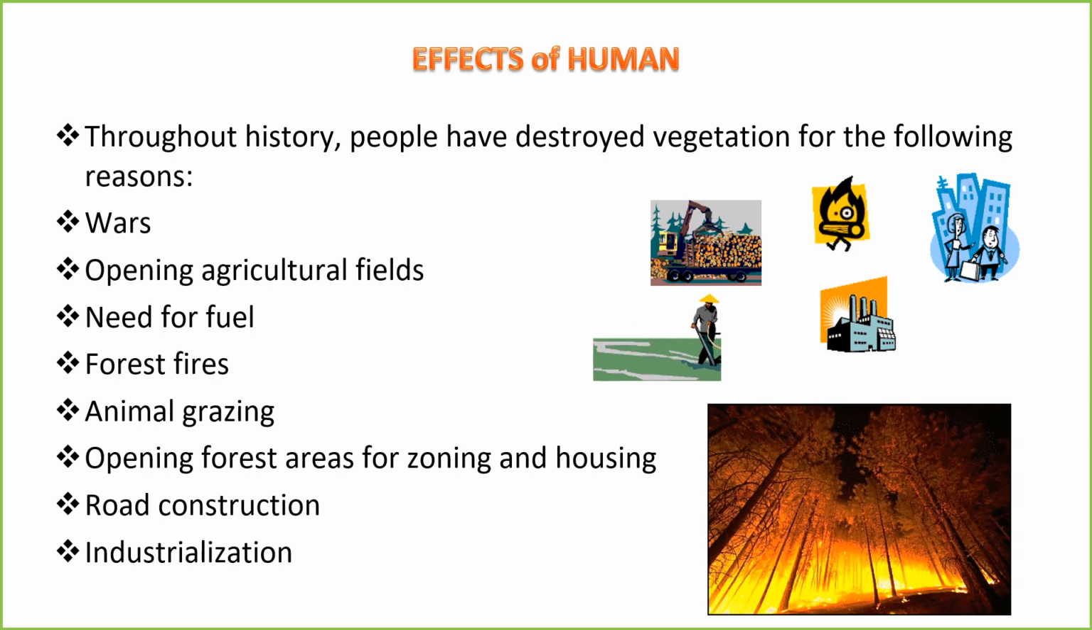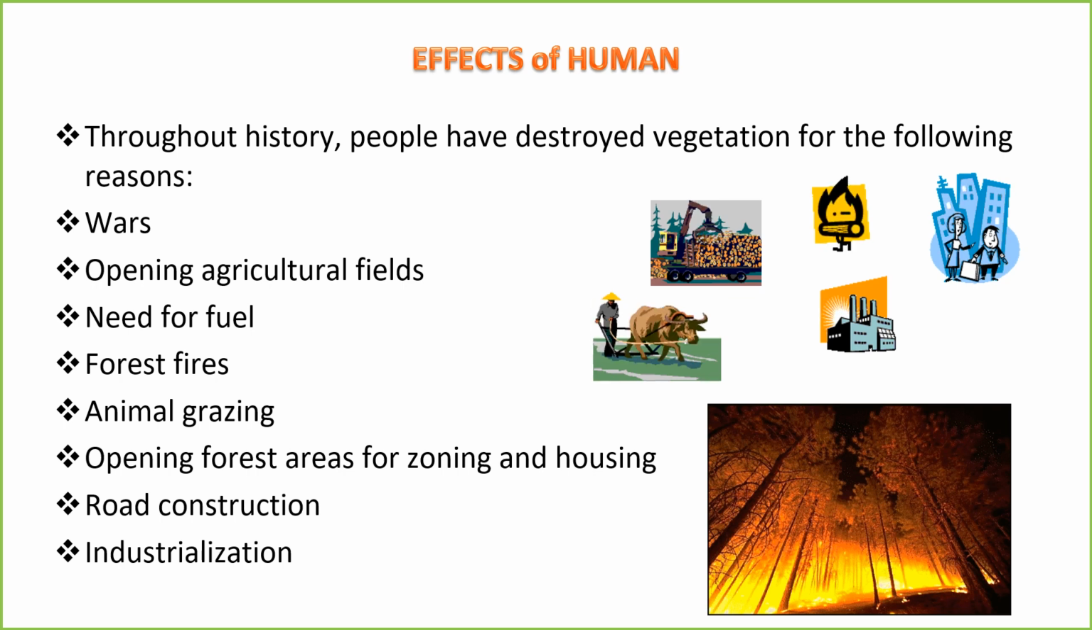4. Forest fires. While some forest fires are natural, human activities, such as campfires or the burning of agricultural fields, have also been significant contributors to wildfires that destroy large areas of vegetation. 5. Animal grazing. Livestock grazing has been a traditional practice, and overgrazing by domesticated animals can lead to the degradation of vegetation and soil, particularly in arid and semi-arid regions.